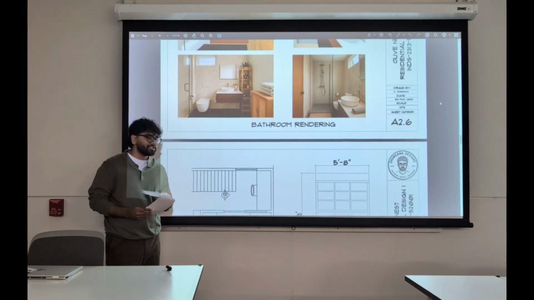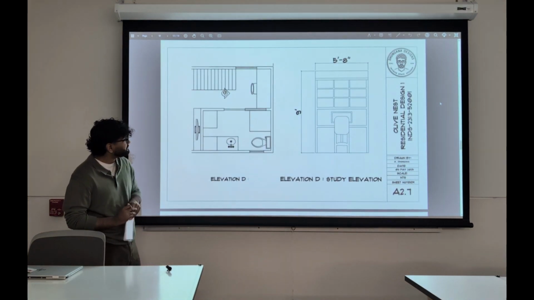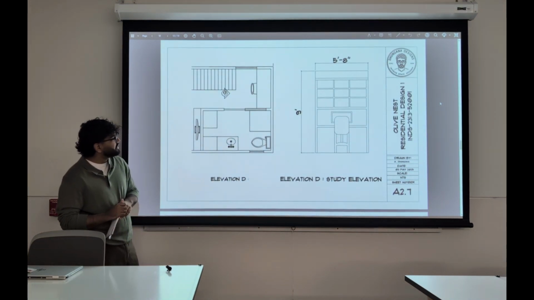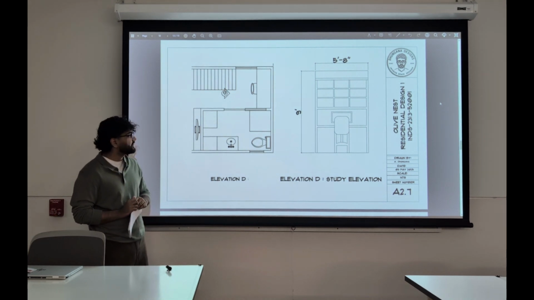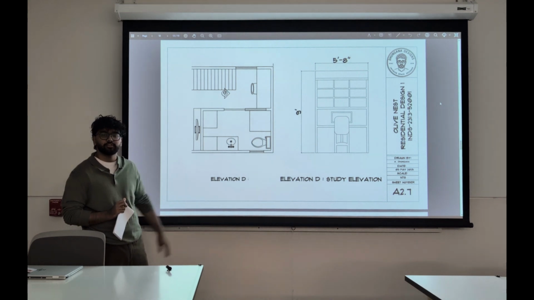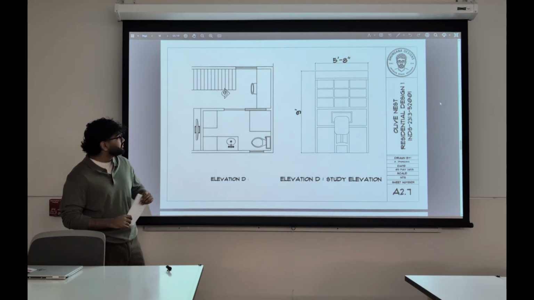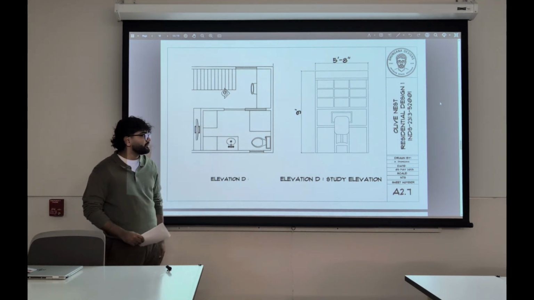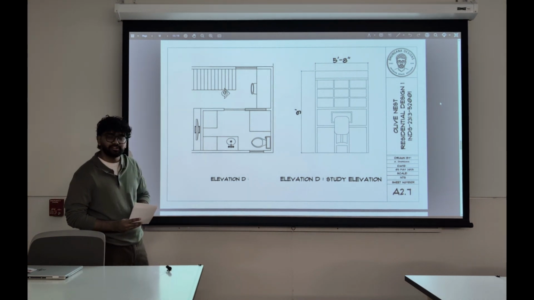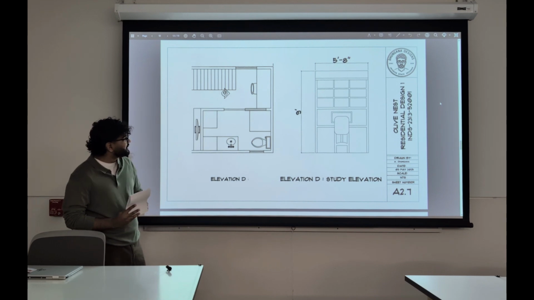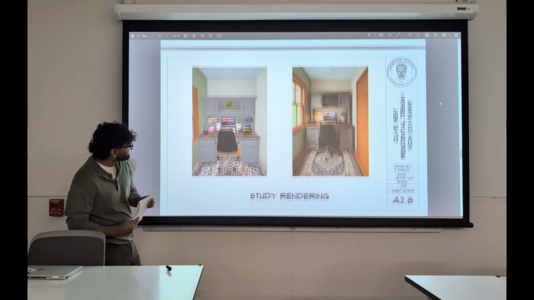Now let's look at the study elevation. So this is the study elevation. She wanted a separate home office so she can work, and it's a space for her hobbies too. We're looking at a lot of shelving and a lot of storage so she can put papers and all that. So let's look at the rendering.